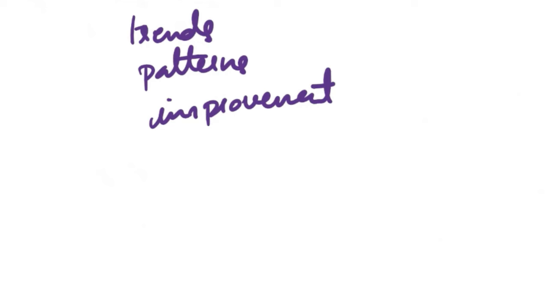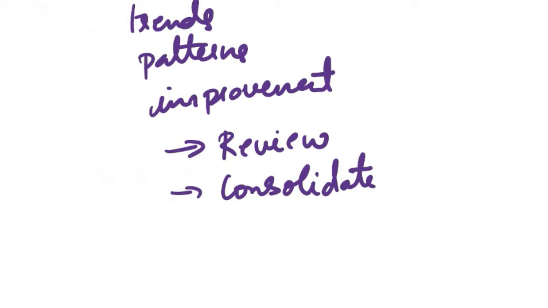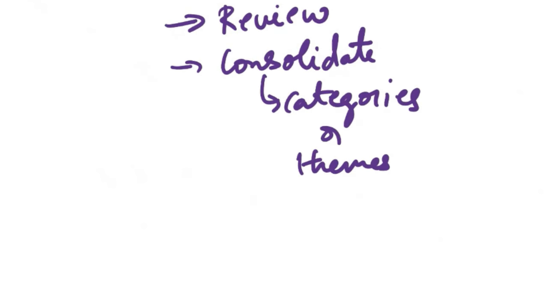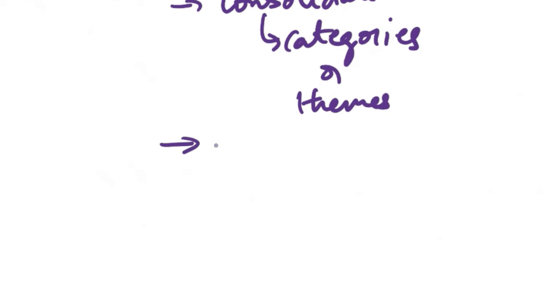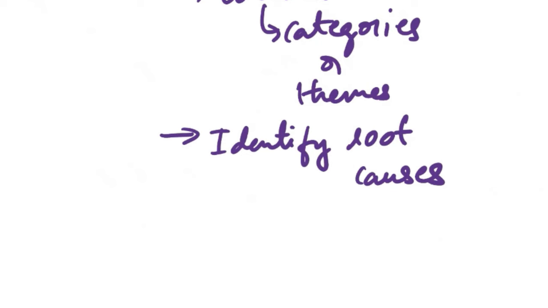So, in analyzing test results, the first thing that you will do is review all findings, observations, and test results collected during the audit process. Then you consolidate findings into categories or themes based on commonalities such as control deficiencies, compliance issues, or operational changes. And then you dig deeper to identify the underlying root causes of identified issues and weaknesses.